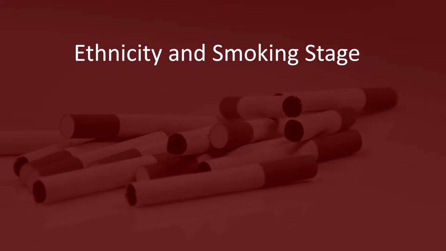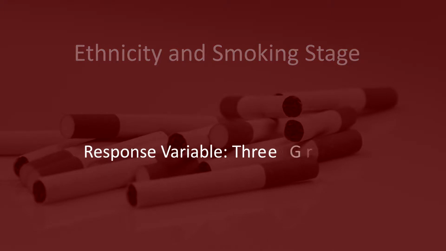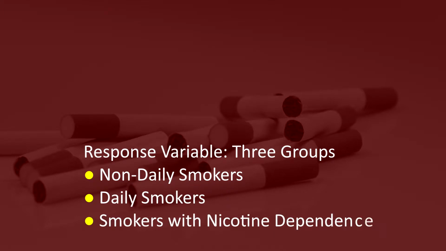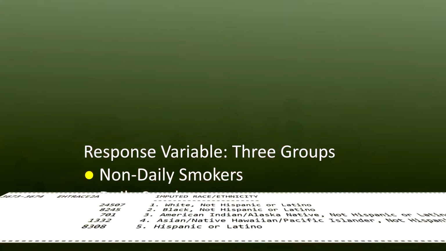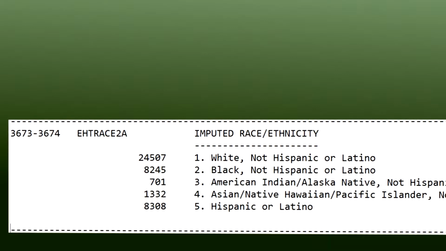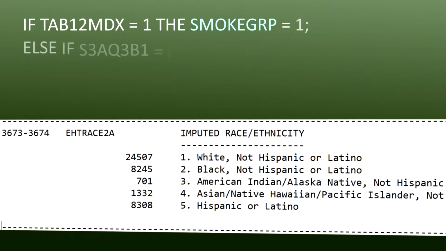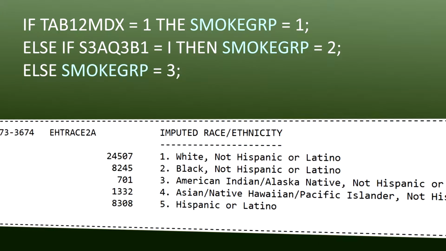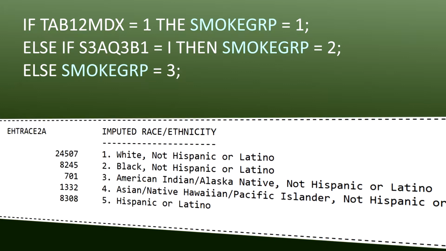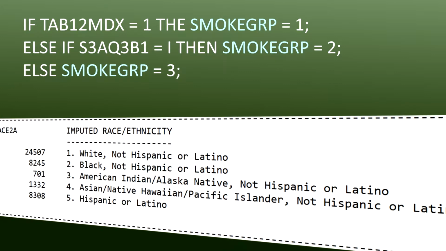And we'll create a response variable that categorizes young adult smokers into 3 groups: non-daily smokers, daily smokers, and those with nicotine dependence. These are the ethnic groups recorded in the NESARC codebook, along with the syntax that we can use to create a 3-category smoking stage variable. This sample can be described with these 3 smoking categories.